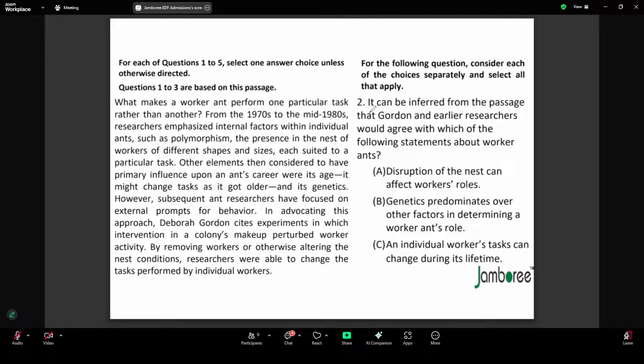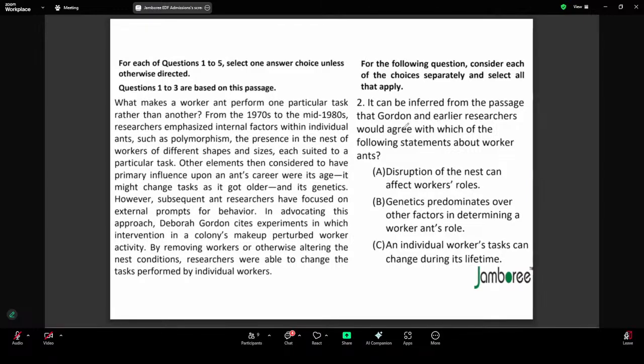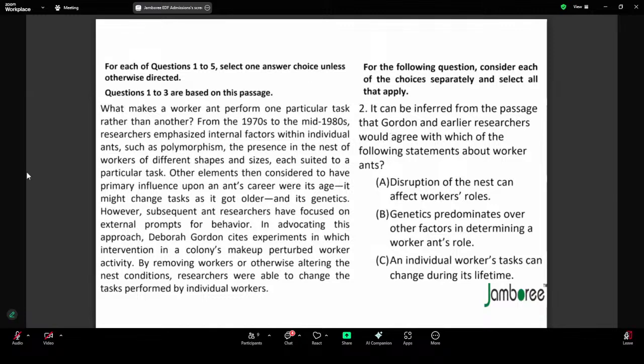It can be inferred from the passage that Gordon and earlier researchers would agree on what? Just remember, they're only asking what they will agree on. It has to be very specific, and for everything else that we don't have information about, we assume that they disagree, or at least not agree. So let's say it says disruption of the nest can affect workers' roles. Now, these people have not done this experiment, so I'm going to refrain from saying whether they'll agree or disagree. I'll just be sitting on the fence. So I'll say, no, not this one.